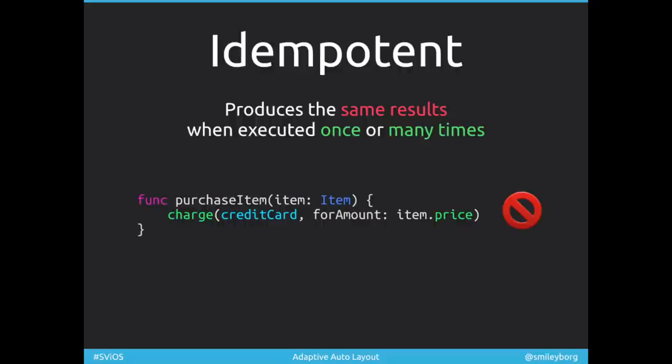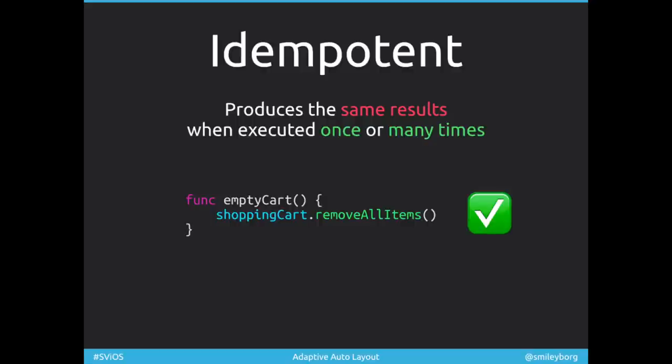This one, purchaseItem, we might not consider idempotent. When I call purchaseItem and I pass in an item, it goes ahead and charges my credit card for the price of the item. If I call that 10 times, it's going to probably charge me a lot more than if I just called that once. So we wouldn't consider this one idempotent. One more example. This function is called emptyCart. This one goes and removes all the items from my shopping cart every time I call it. When I call this once, it removes all the items and I have no items. When I call it again, it still has done the same thing. It removes all the items and I have no items in the shopping cart. You can keep calling this all day long. It's still going to end up doing the same thing that it did the first time.